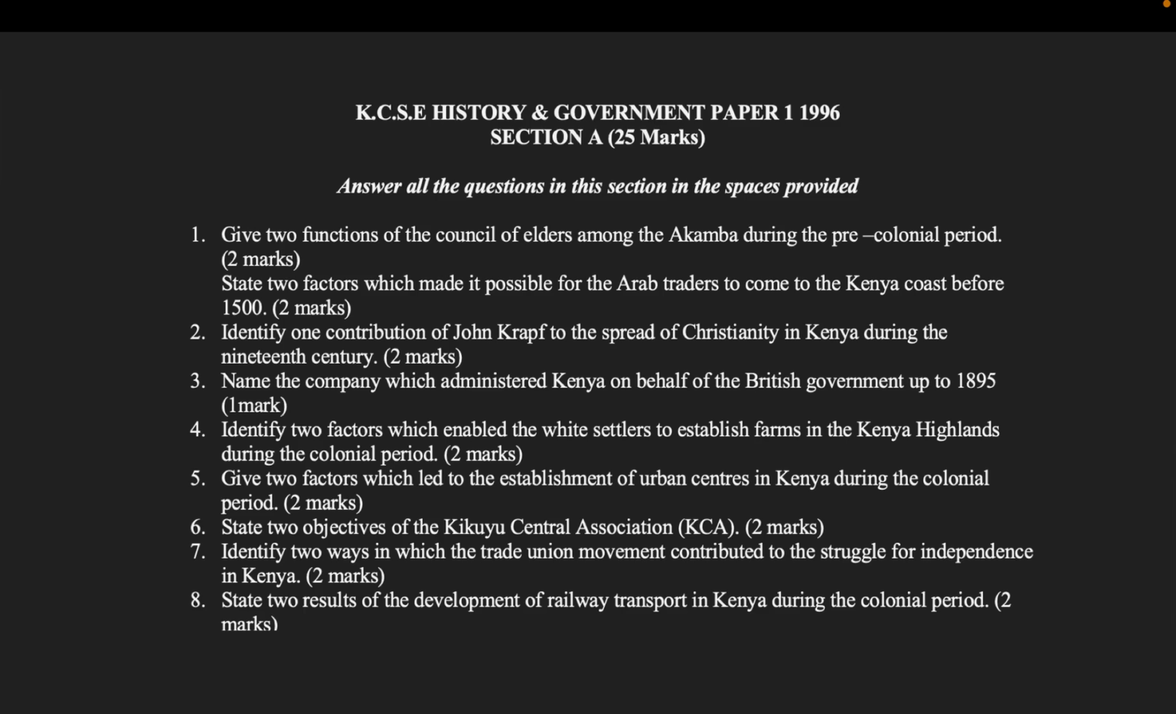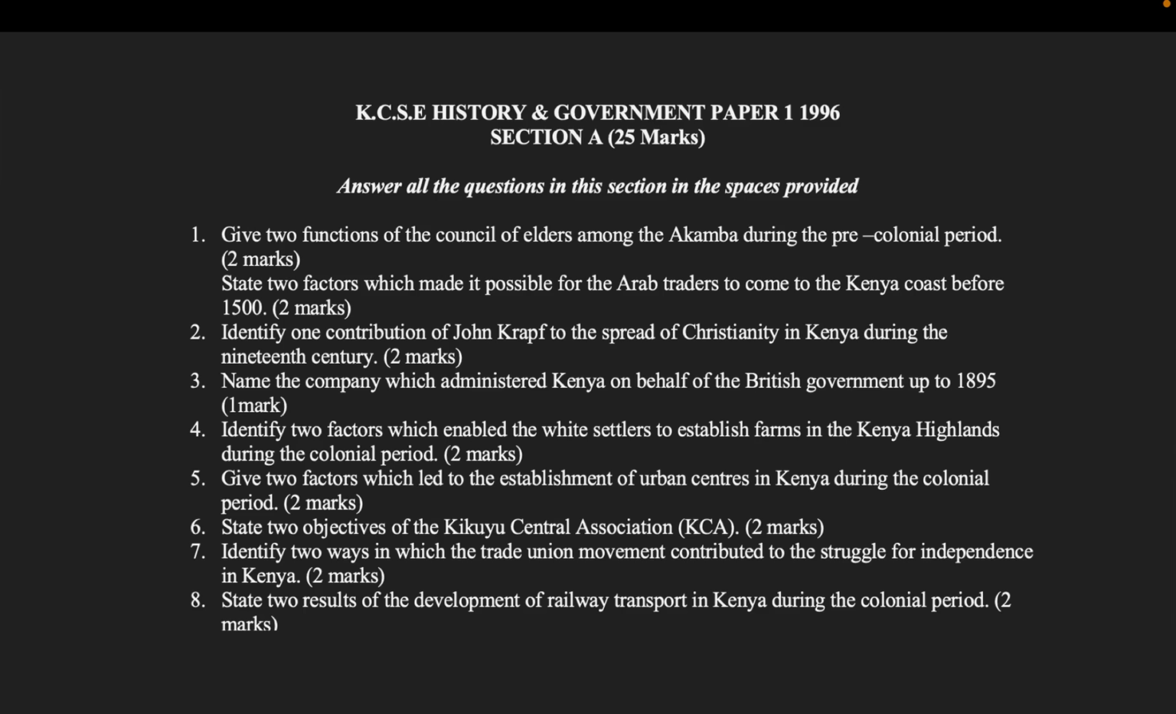2. State two factors which made it possible for the Arab traders to come to Kenyan coast before 1500. Accessibility of the Kenyan coast via the sea. Availability of funds to finance their journey. Availability of dhows. The monsoon winds which powered their dhows to the coast.